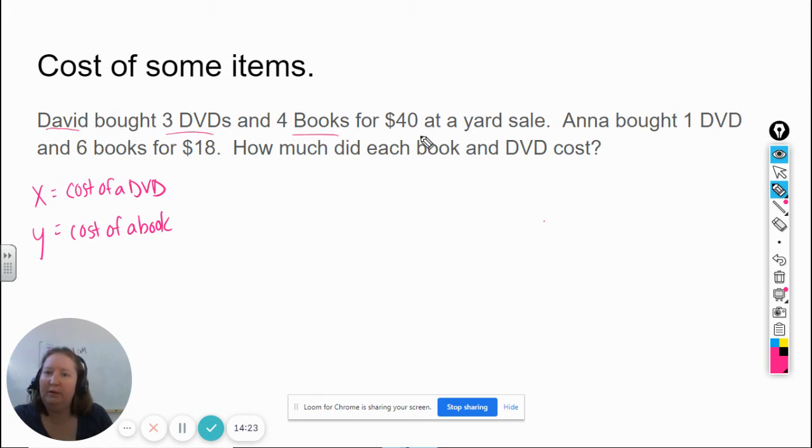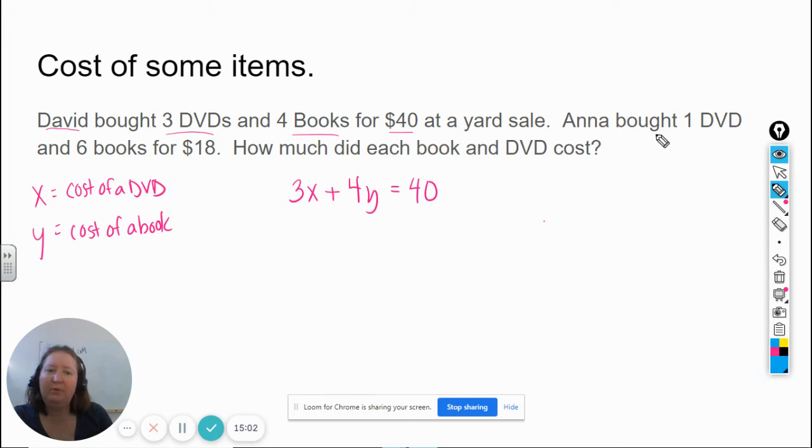So we're going to use this for David. David's going to make one equation, and then Anna, and I'm going to write David's equation. So he bought 3 DVDs. That's the number of DVDs he bought, and I don't know what the cost is, but you have to multiply those 2 things, right? So 3 DVDs for however much each DVD was, plus he also did 4 times the cost of the book because he bought 4 books. And then altogether he spent $40. So that's David, his one scenario.